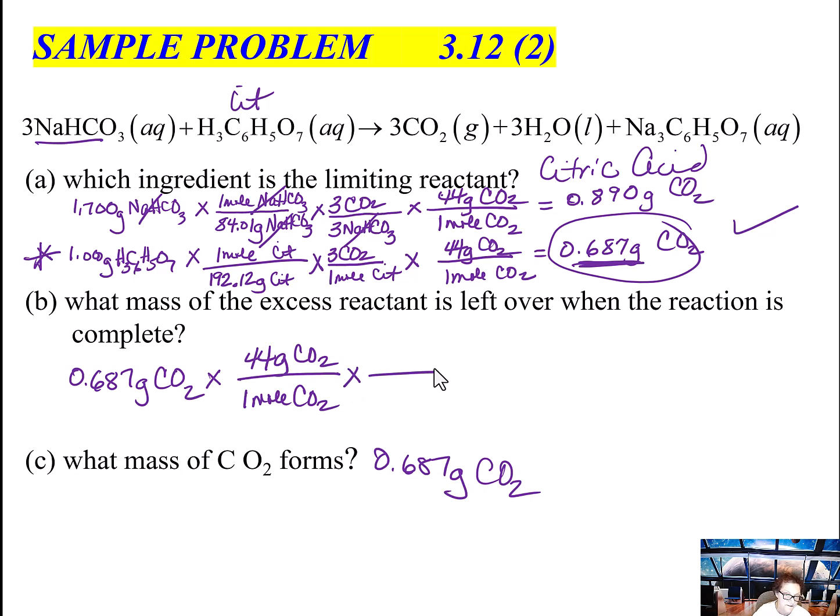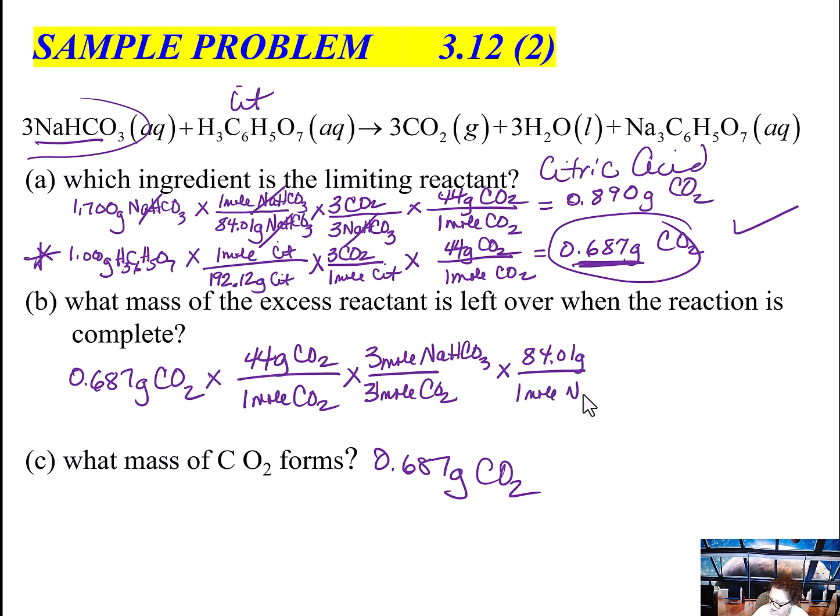And so I'm looking at the sodium bicarbonate. For every 3 moles of CO2, I'll have 3 moles of NaHCO3, times the 84.01 grams, because that's 1 mole of NaHCO3. That's why, even though it's a pain to write these out, you've got to, because you have to make sure that you're getting rid of the right thing.